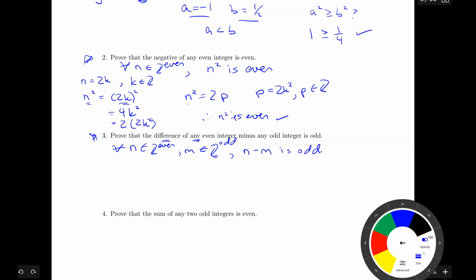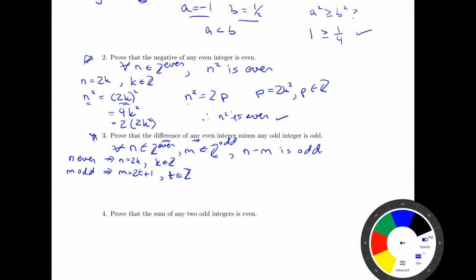All right, so starting with the definitions, n is even. That means n is equal to 2k, k is an element of the integers. m is odd. m is equal to 2k plus 1. Oops, I can't use k. Have to use a different letter. So I'll put in t, where t is an element of the integers.